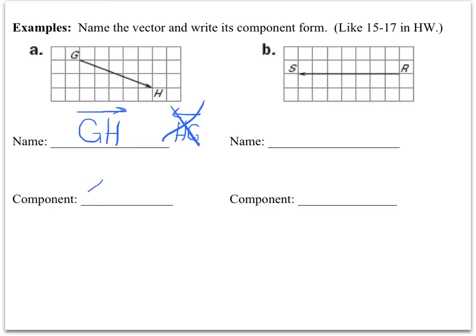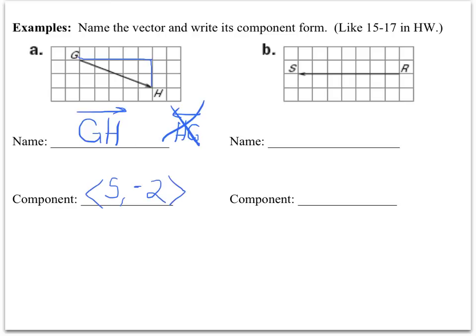To find the component form, we first need to start with the x displacement. So start at your initial point, and we go over 1, 2, 3, 4, 5 units. 5 units in the positive x direction. And then to get to H, our terminal point, we have to go down 2. So that's a minus for moving down in the vertical direction, 2 units.